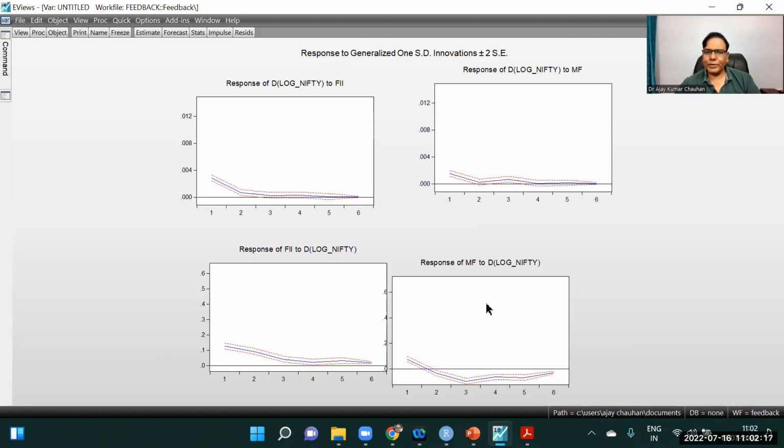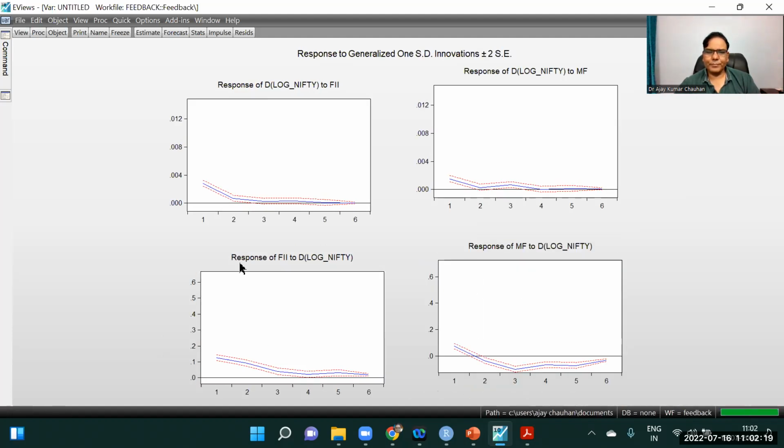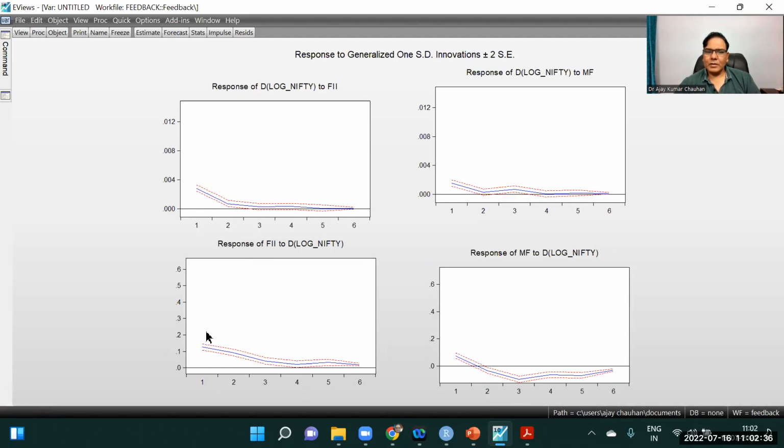And one thing which I'm showing you, which is our main conclusion: when we see the response of FII to the Nifty, it is positive. And when we see the response of mutual fund to Nifty, it is negative. So what does it mean? It means that if Nifty is moving up, FIIs are buying. When Nifty is moving down, they are selling. So the response is coming in the same direction.